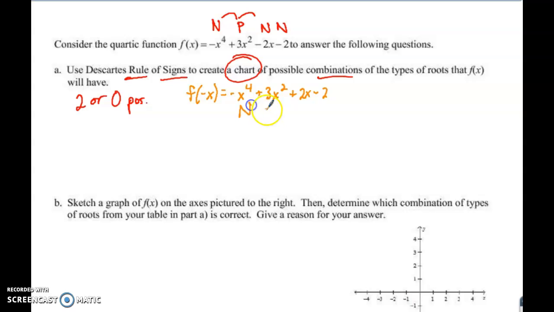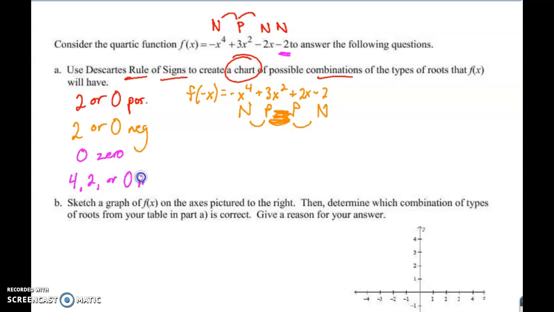It's a negative to a positive to a positive to a negative. There are 2 sign changes again. We don't count from a positive to a positive. That's not changing sign. So we have 2 or 0 negative roots. The fact that we have a constant says there's 0 zero roots. And with a 4th degree polynomial, it could be 4, 2, or 0 imaginary.